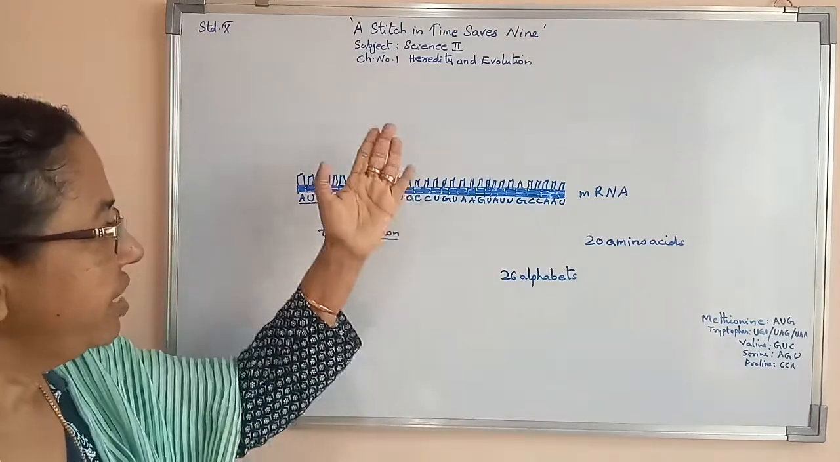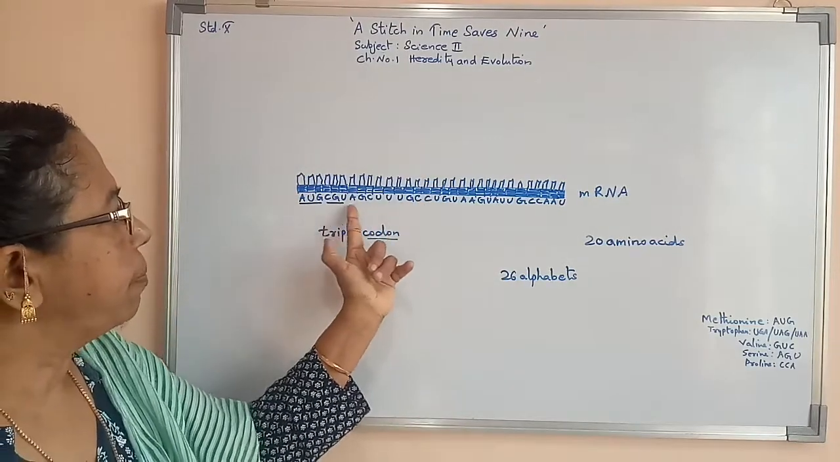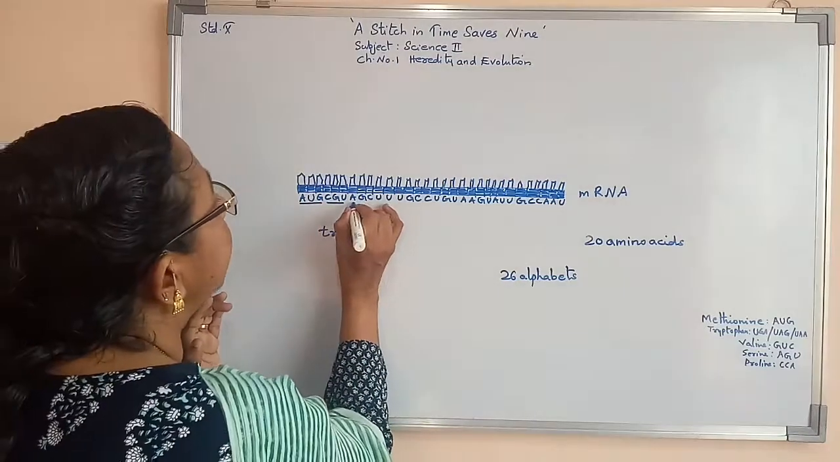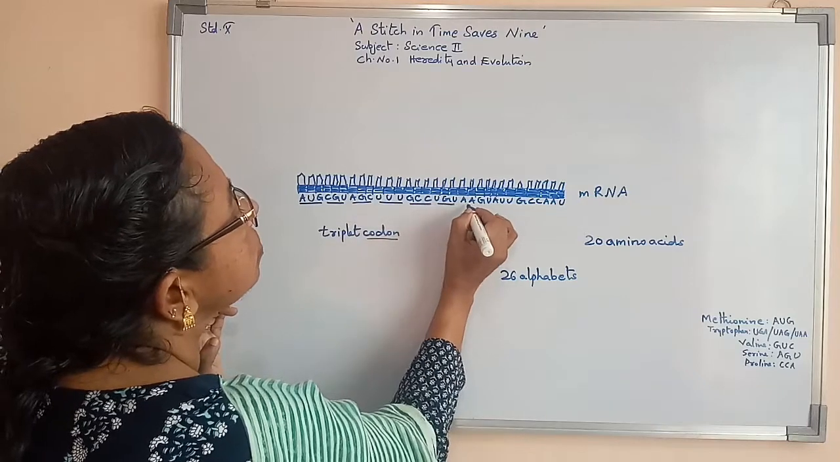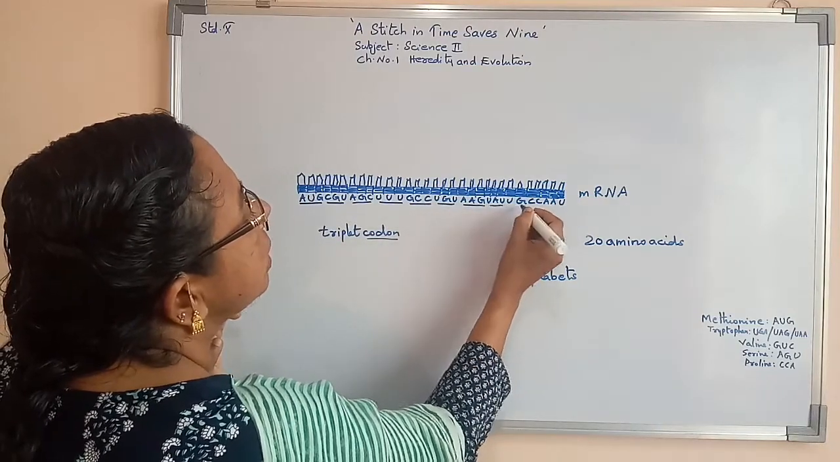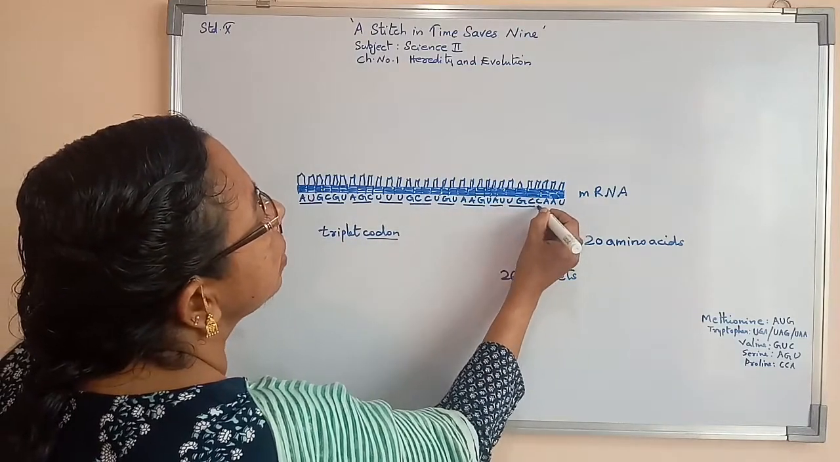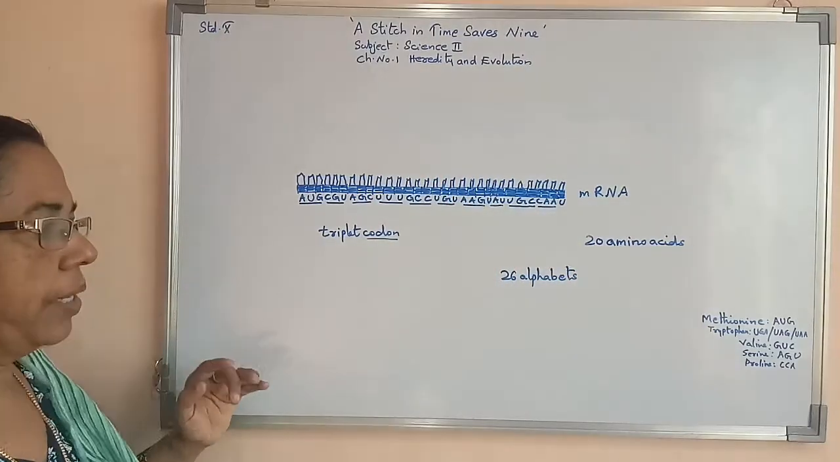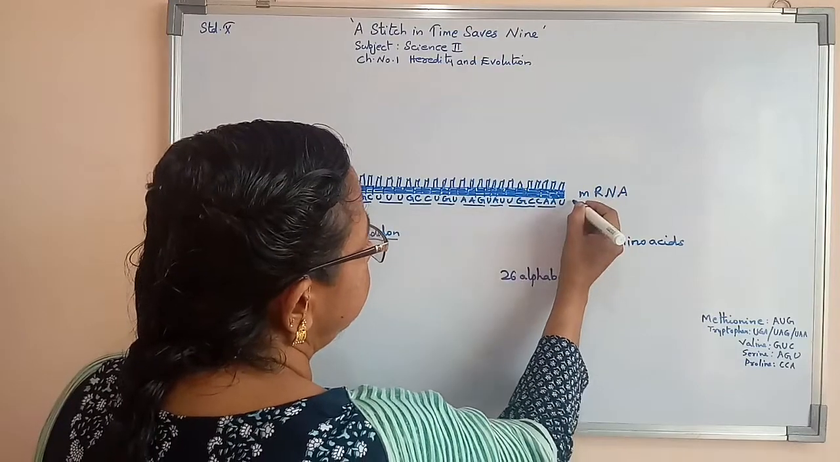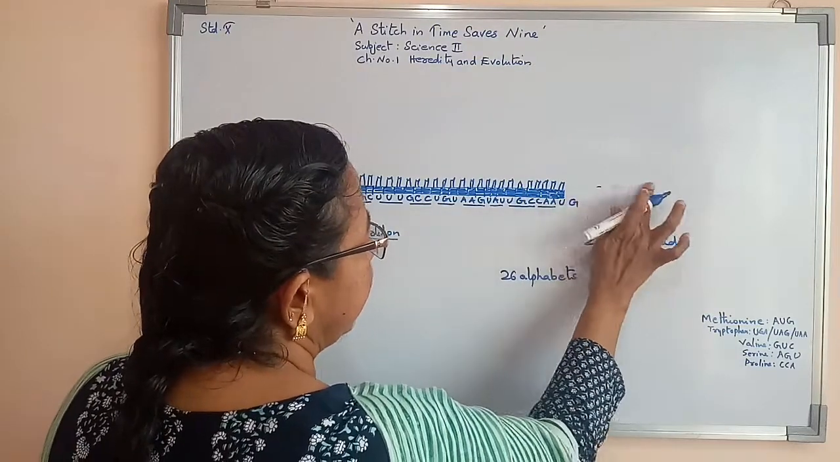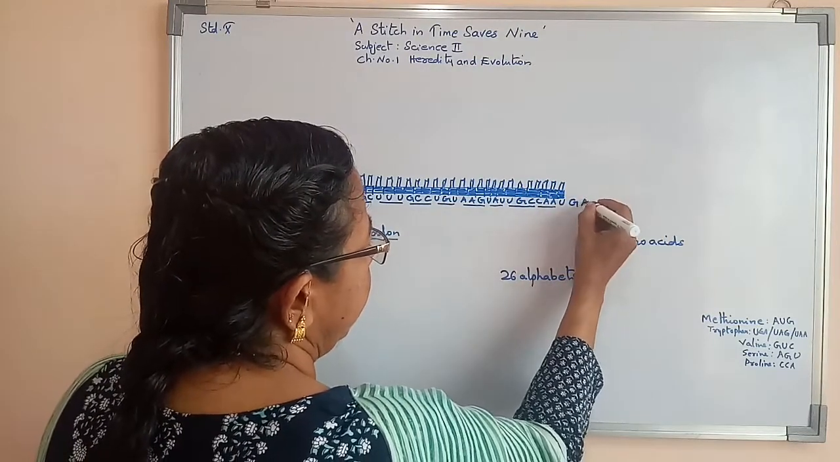So here, like that, we are making triplet codons now. Like that, triplet codons are being made. Now, lastly I am making U, G, this I am erasing, A.